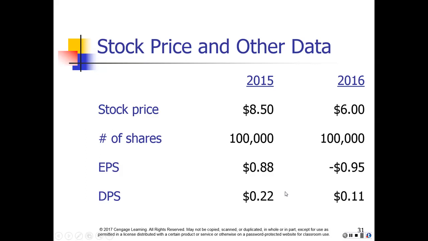So that's earnings per share. Of course, dividends per share is the amount of dividends that were doled out. The company paid out $22,000 in dividends in 2015. On a per share basis, that's 22 cents, 22,000 by 100,000. They doled out $11,000 in dividends in 2016. So 11,000 by 100,000 gives you 11 cents.